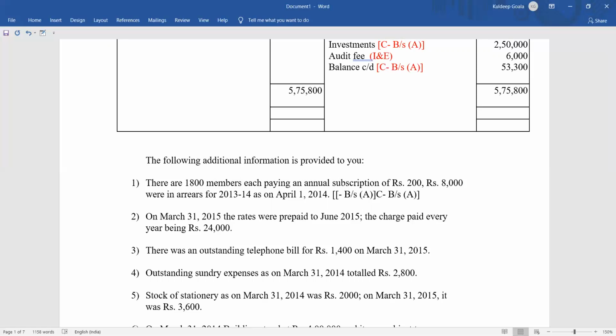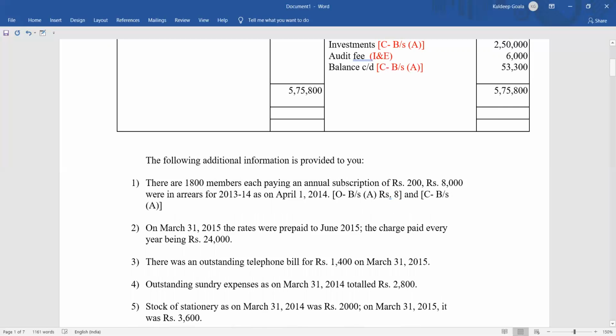Okay, once it will be shown in the opening balance sheet, asset side. Again it will come in the closing balance sheet, asset side. In the opening balance sheet, asset side, the amount will be rupees 8,000. Why 8,000? Because last year's 8,000 rupees of money was still remaining. And how much will be in the closing balance sheet then?